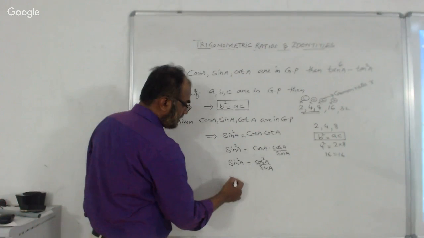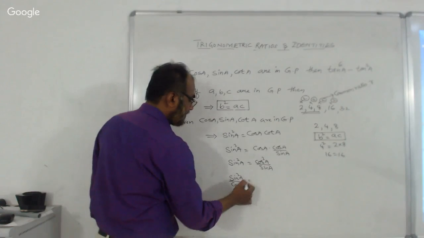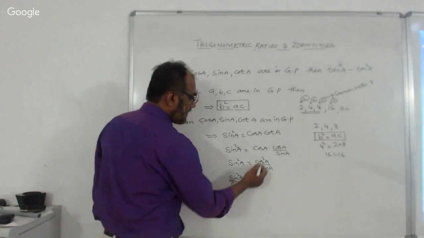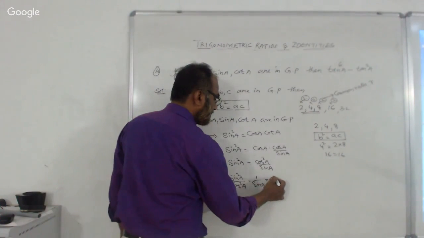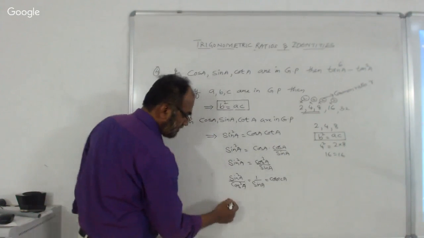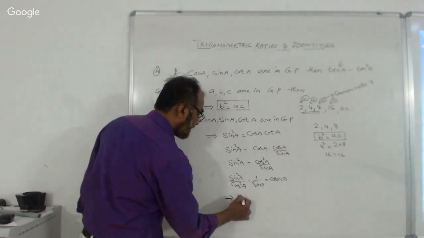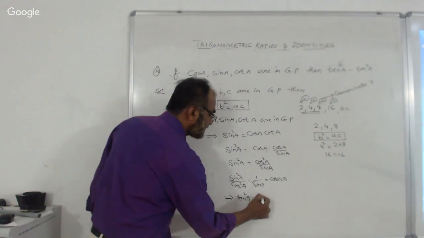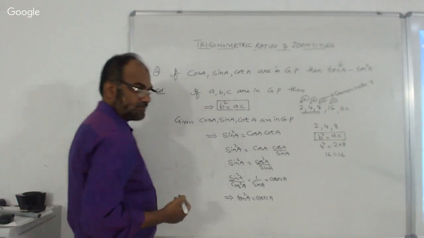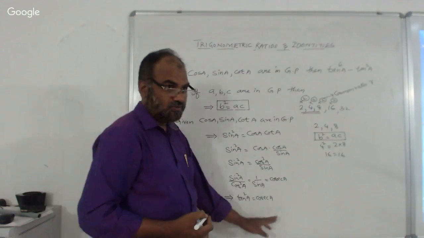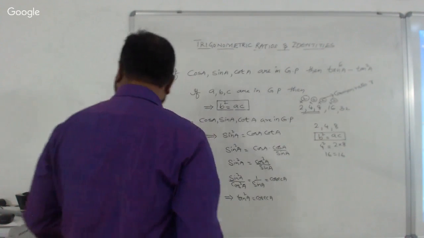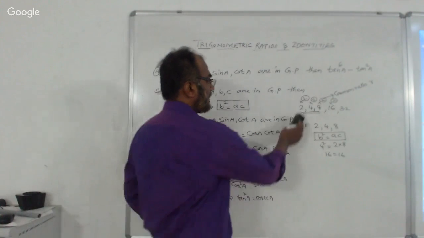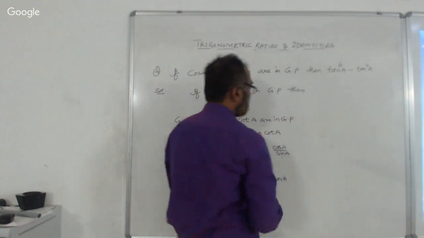So this becomes sin square A by cos square A on the left, and on the right cos square cancels, leaving 1 by sin A, which is cosecant A. Sin square A by cos square A is tan square A. So tan square A is cosecant A. Our question is to find tan power 6A minus tan square A.